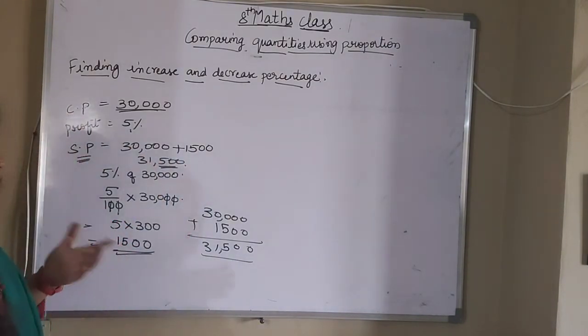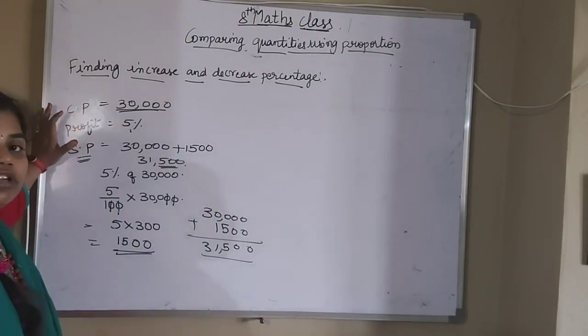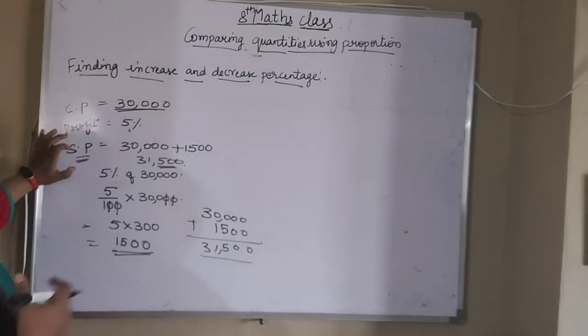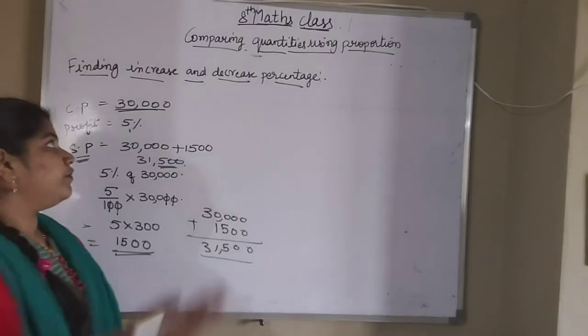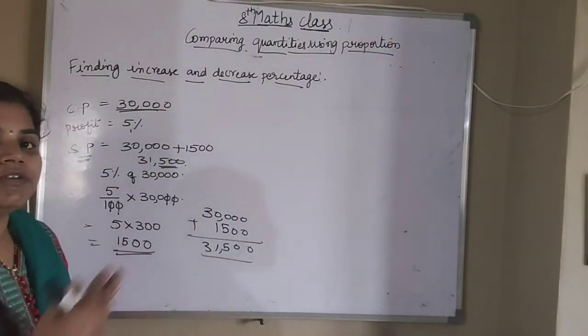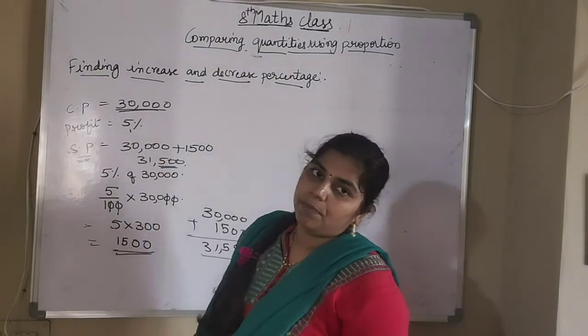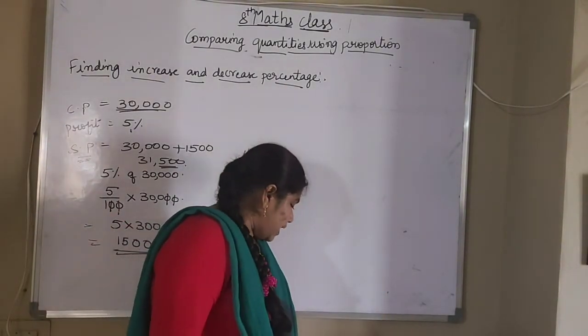31,500. So I bought the fridge for 30,000. After selling, I got the profit of 5%. So what will be the selling price here? I sold for 31,500. I bought for 30,000, I sold for 31,500. So I got the profit of 5% here. Okay. So in the same way, one more example we will take.